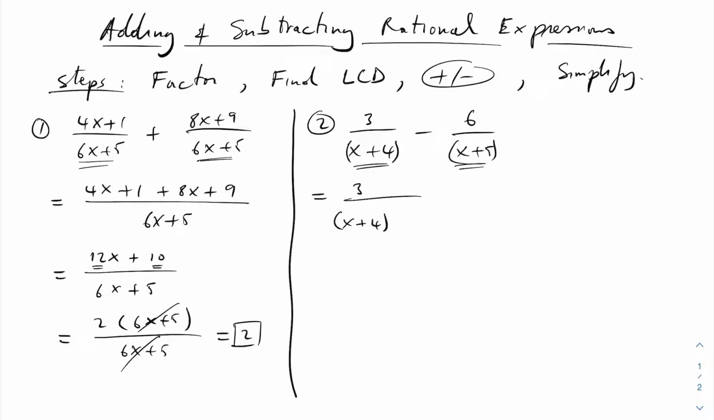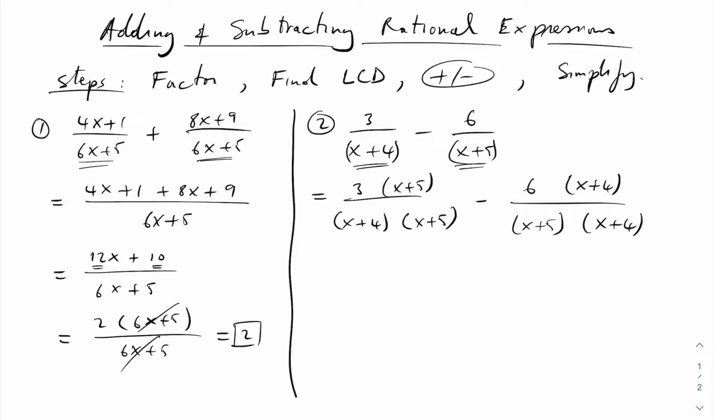You can do that on the first fraction here. Since it's missing x + 5, you just have to multiply and divide by x + 5. And so you're going to have 3 times (x + 5) divided by (x + 4) times (x + 5). And the next one, 6 divided by (x + 5), is missing x + 4. And so you're going to multiply and divide by x + 4, giving you 6 times (x + 4) divided by (x + 5) multiplied by (x + 4).